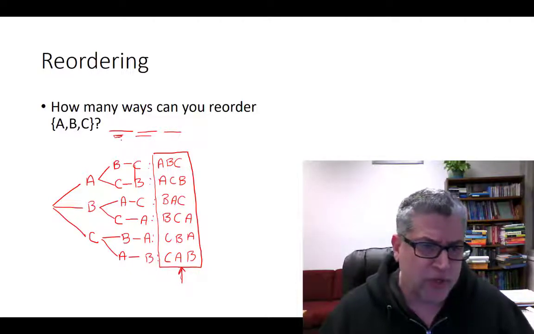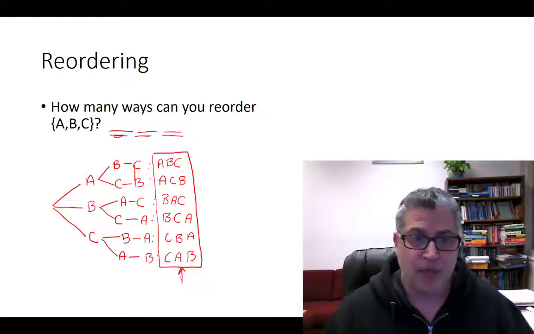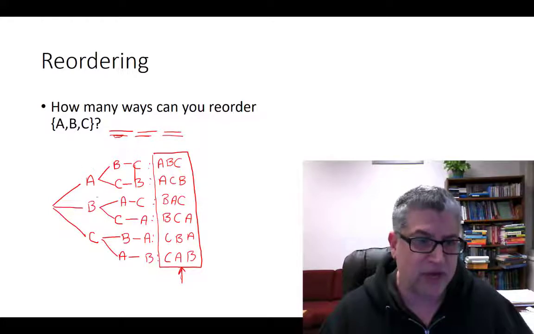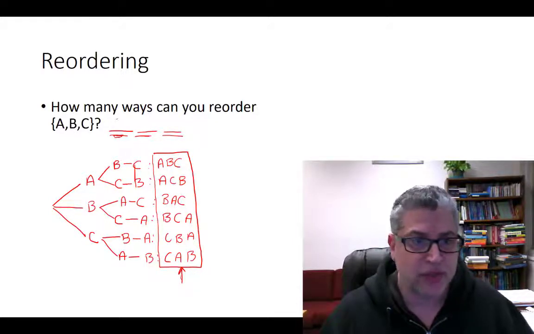Now, we were trying to figure out a way to order 3 different things. And when we first started out, in this first case, we had 3 options. We could have picked A, B, or C. So we had 3 options.